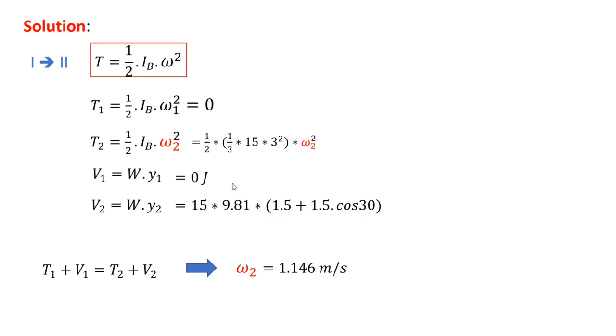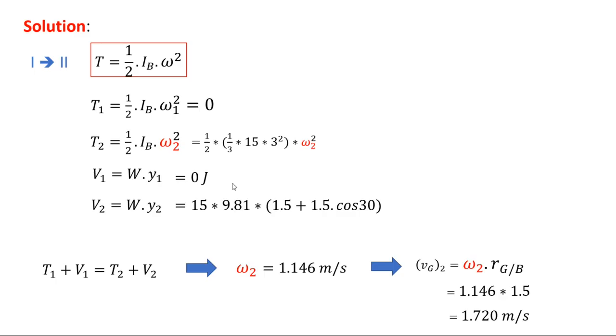So now we can say that the T2 is equal to the V2. From there, we can find that the omega 2 is equal to 1.146 radians per second. By that, I can multiply the omega 2 by the distance from B to G, which is 1.5, and I can find that the velocity at the point G in the second state is going to be equal to 1.72 meters per second. Done. We did now half of the solution.